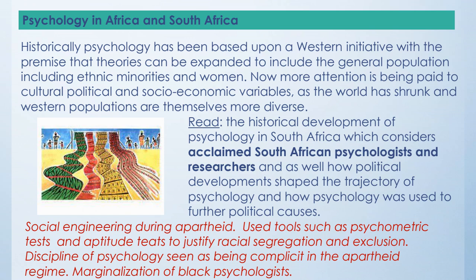But generally, when we talk about the history of psychology, you can see where this came from. Most of these theorists are white. They're all from a Western background. Okay, and they were taking theories that they were applying to general populations, including ethnic minorities. But now that has changed. Okay, people are saying that we have to pay more attention to cultural, political, and socioeconomic variables. The world has basically shrunk. We've all become closer together. We've now become more interconnected than ever. And you can't just take these blanket sort of theories and apply them to everybody.